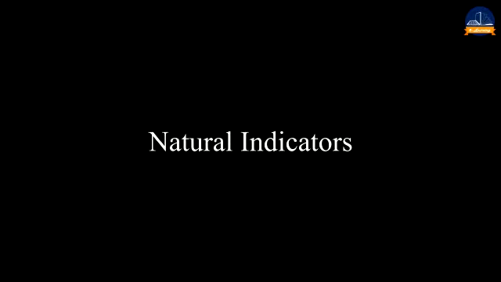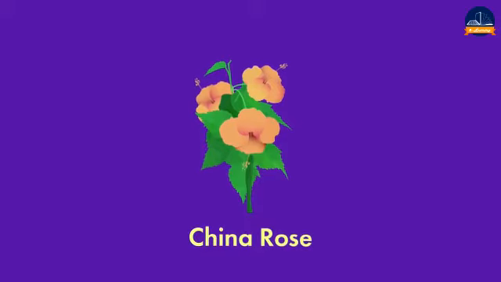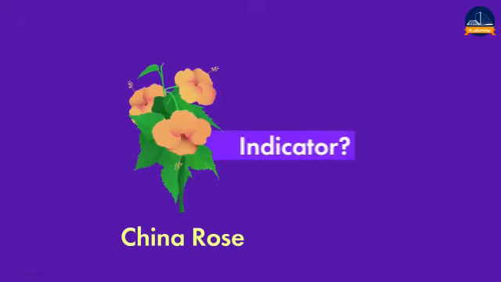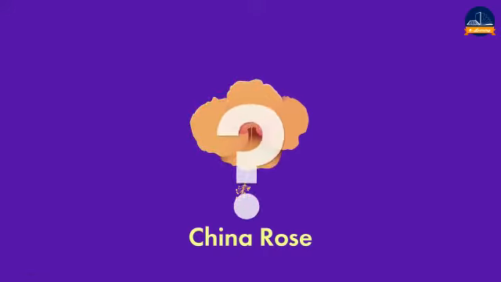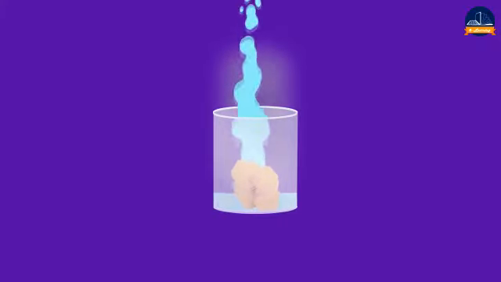Now let's talk about another natural indicator, and that is China rose. China rose is a plant, so how can that be used as an indicator? The fact is, the flower of China rose possesses a good ability of detecting acids and bases. So how do we use China rose flower as an indicator? It's very simple. All we have to do is add hot water to the petals of China rose in a beaker and let it rest for some time.